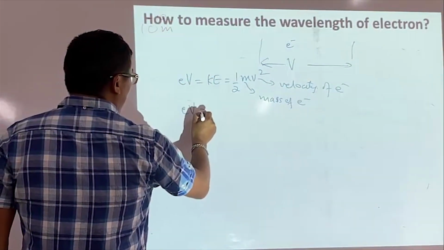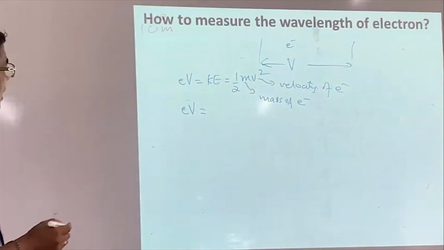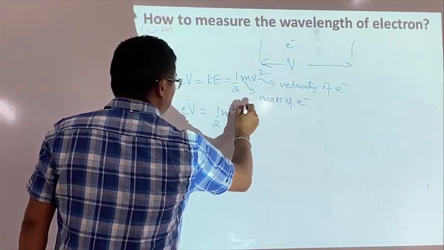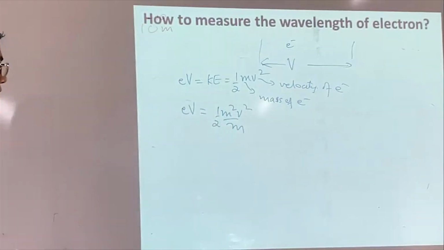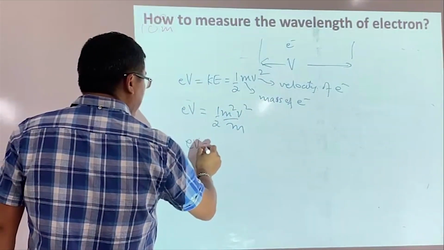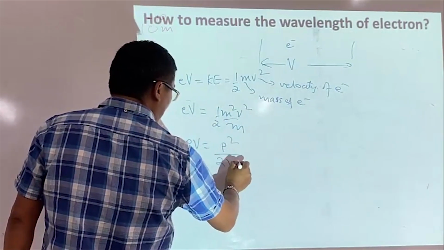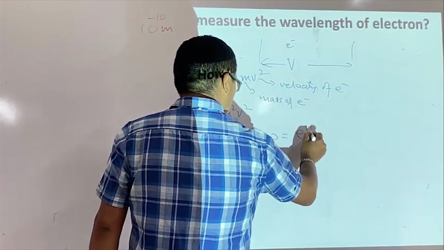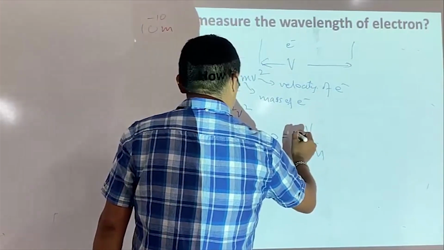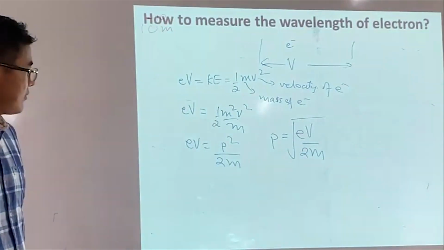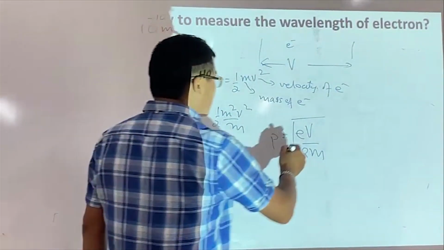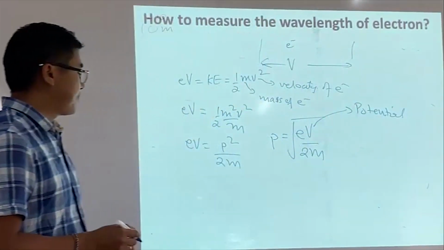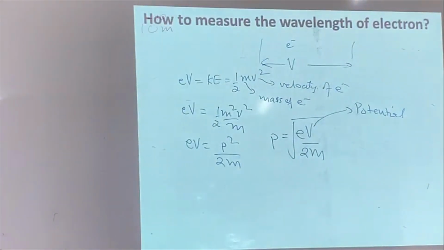So this is what we talk about. I just divide and multiply by m, and we get momentum. p squared is the momentum term. The momentum is the square root of 2meV. Here V is the potential, not a velocity.